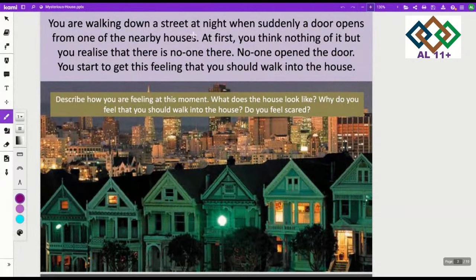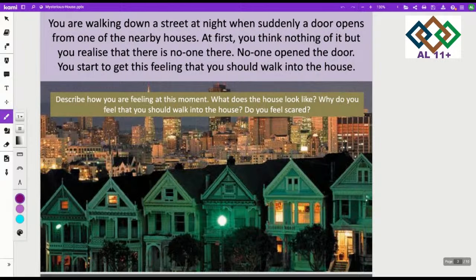You're walking down a street at night when suddenly a door opens from one of the nearby houses. At first, you think nothing of it, but you realize that there is no one there. No one opened the door. You start to get this feeling that you should walk into the house. So imagine that you are walking on the street one day, and suddenly a door opens from one of the nearby houses. What do you just notice? You just notice that a house just opened its door.